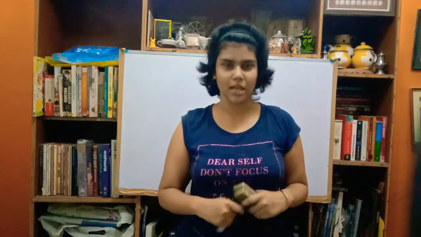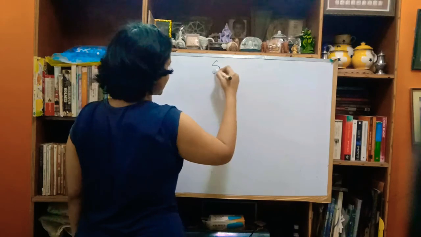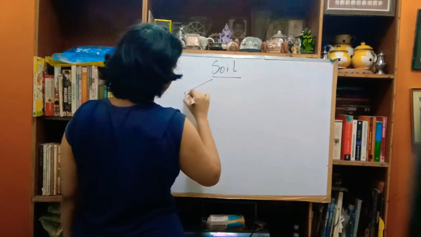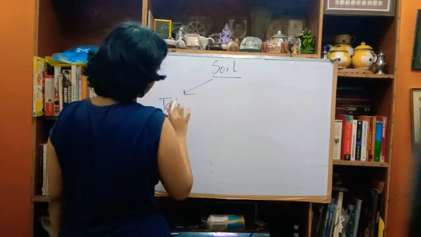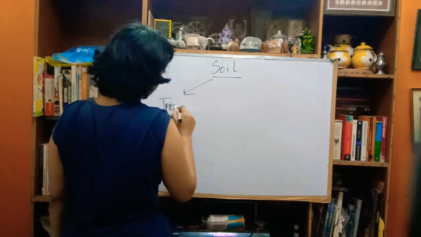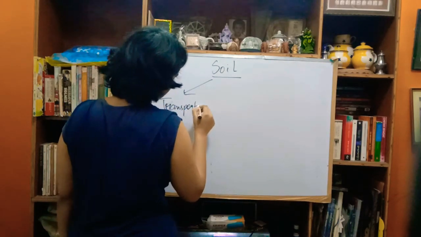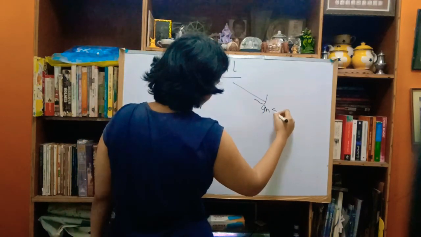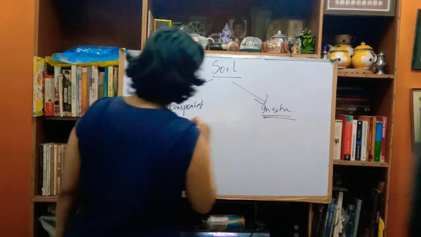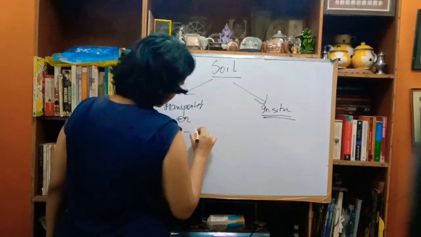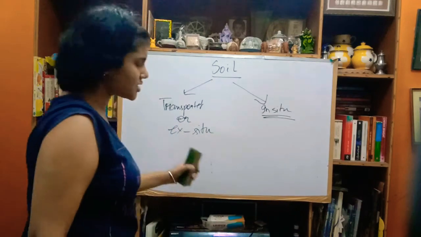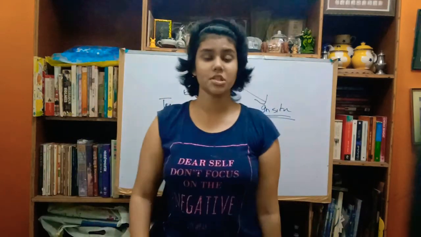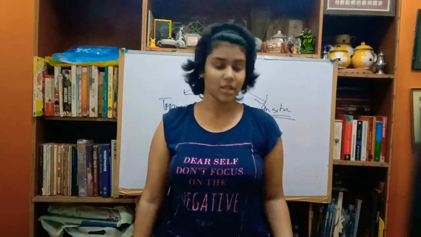Now, what do you mean by the term transport? It's moving from one place to another, right? Soil is majorly of two types. Transported and in situ. Or ex situ. Transported soil is basically that type of soil which is not formed at its place of origin. What do I mean by that?